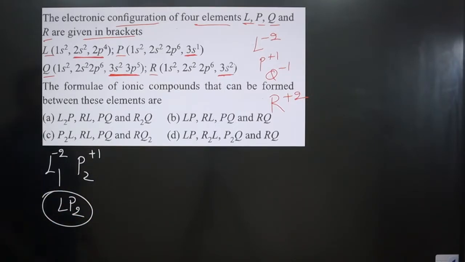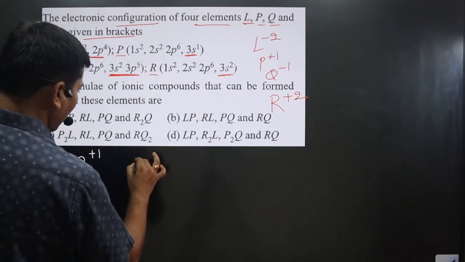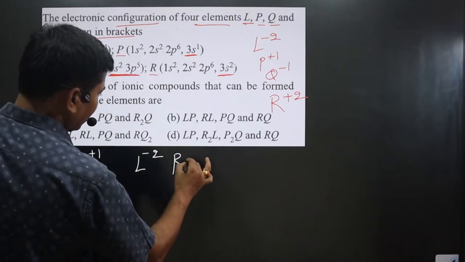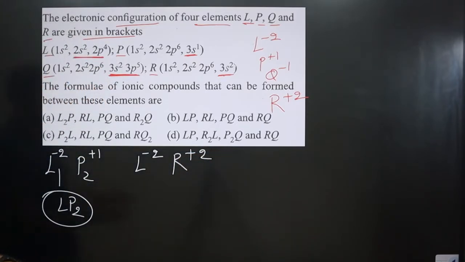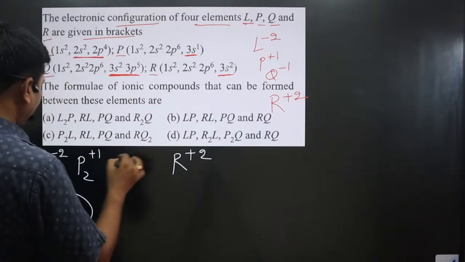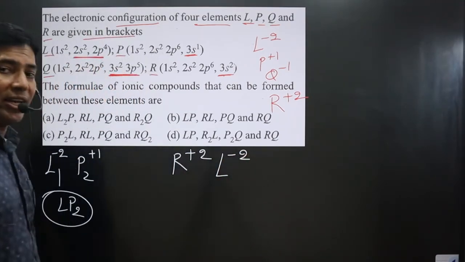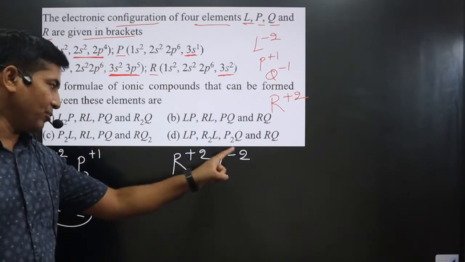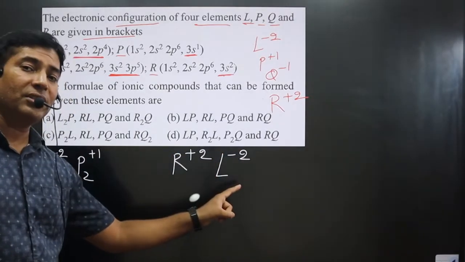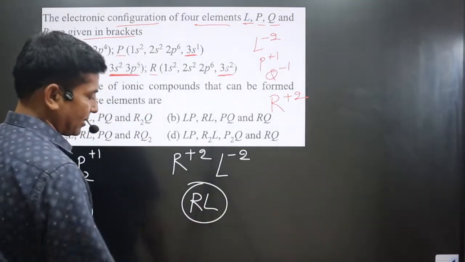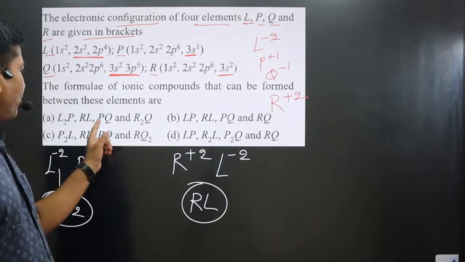Next we have RL. So we have L is minus 2 and R is plus 2. The charge is balanced. In general, we always write positive ion first, followed by negative ion. So I follow that order. R plus 2, L minus 2. The charge is balanced. If 2 will come this side and 2 will also come this side, then we use the simplest ratio. From here we get RL. Charge is balanced.